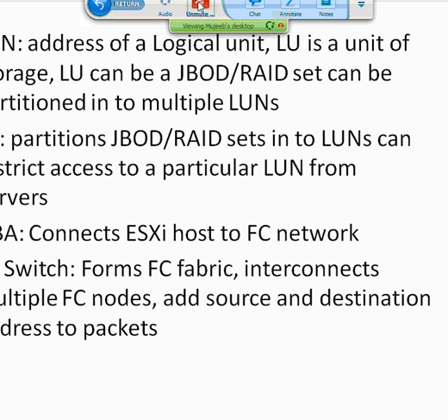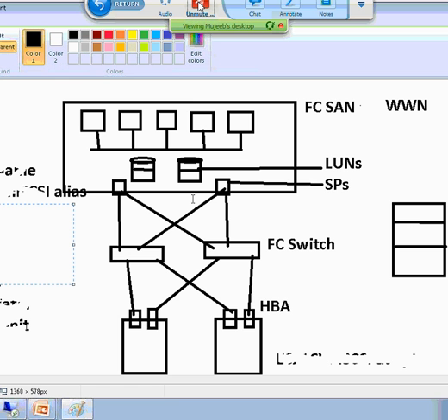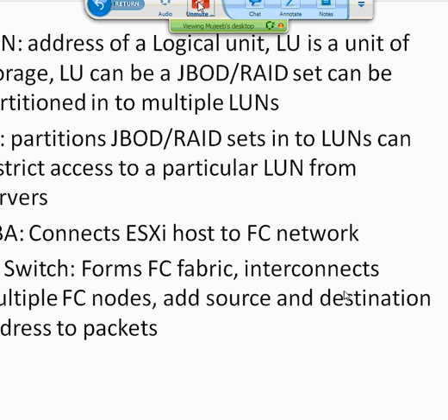Now, HBA. What is HBA? Host bus adapter, a special kind of card which connects your ESXi host to a FC network. Right? FC switch, fiber channel switch. Now, fiber channel switch is used to connect multiple FC nodes in your network. And guys, if there is no fiber channel switch used in your FC network, that means from end to end, your server can be directly connected to your FC SAN with no switch in between, then that network is not called an FC fabric. If at least one FC switch is used in your FC network, then it is termed as FC fabric.